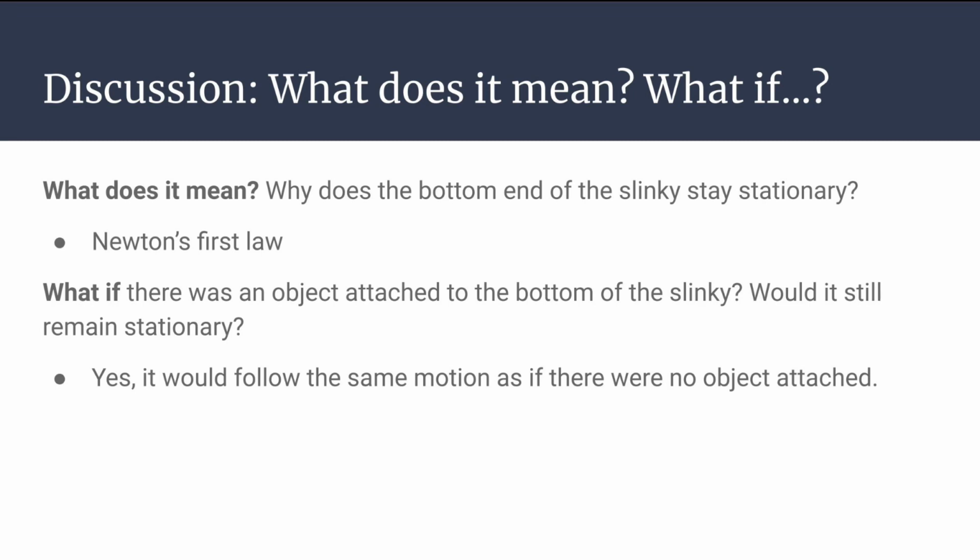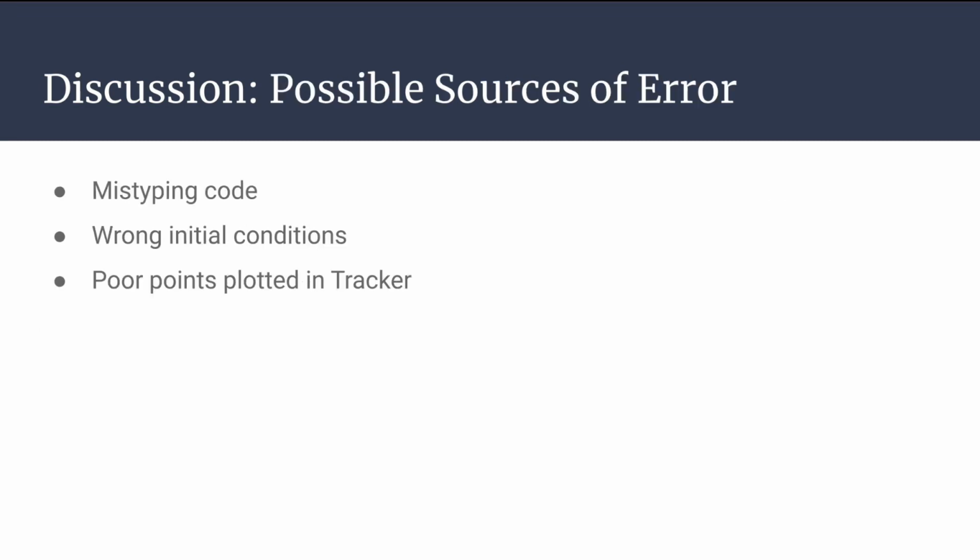What if there was an object attached to the bottom of the Slinky? Would it still remain stationary? Yes, it would follow the same path of motion as if there were no object attached. Having an object attached to the bottom doesn't change the basic principles of Newton's first law that allow the bottom end to remain stationary.